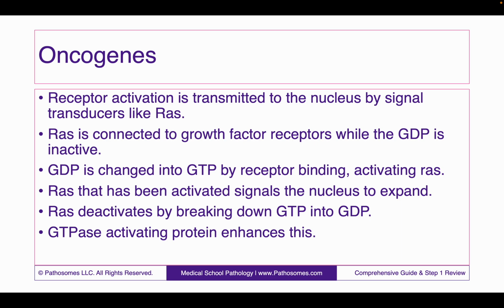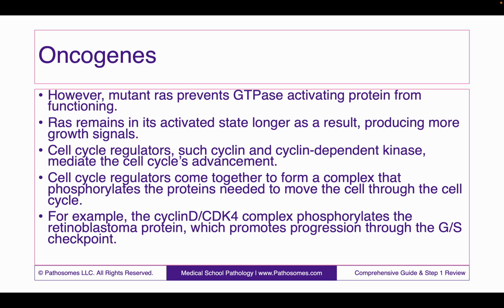RAS deactivates by breaking down GTP into GDP, and GTPase activating protein enhances this. However, mutant RAS prevents GTPase activating protein from functioning. RAS remains in its activated state longer as a result, producing more growth signals. And guess what's going to happen if more growth signals are left unchecked? We're going to keep growing.